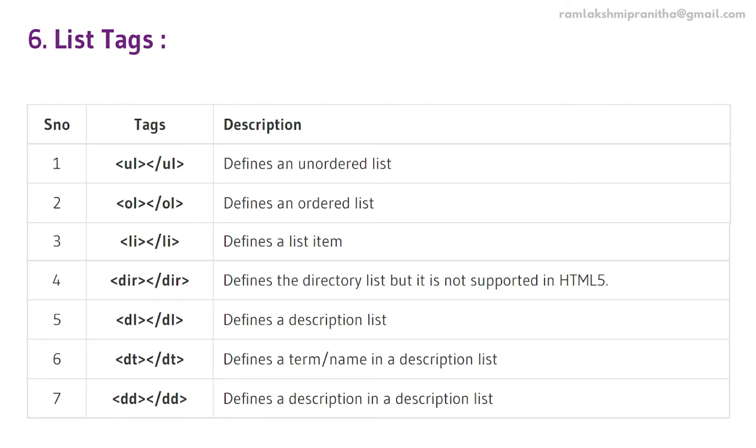5. Open and closed description tag. Description tag defines a description list. 6. Open and closed description term tag. Description term tag defines a term, name in a description list. 7. Open and closed description tag. Description tag defines a description in a description list.